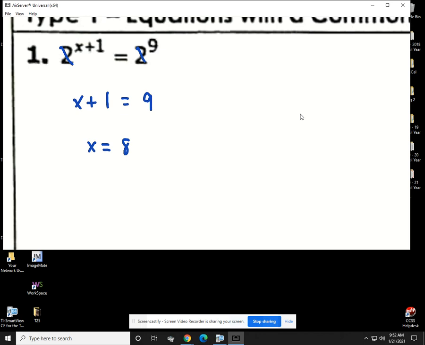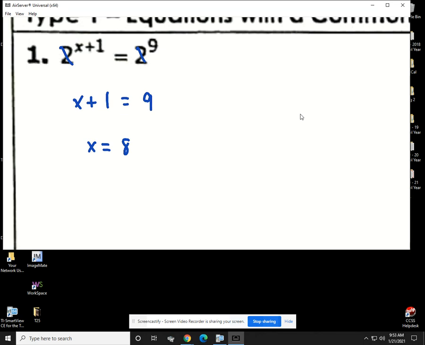Now obviously this is the easiest of all the problems. It will gradually have more steps. I don't want to say it's just going to be harder. It's just going to cause me to think a little bit more.